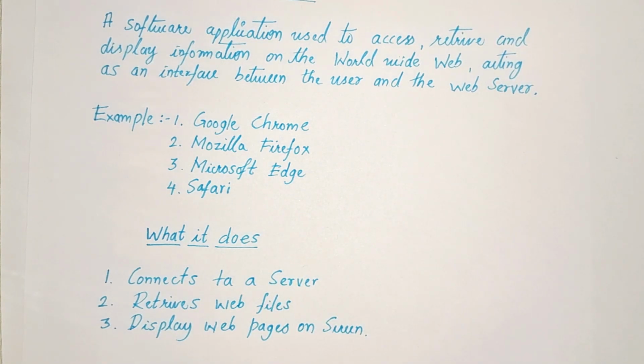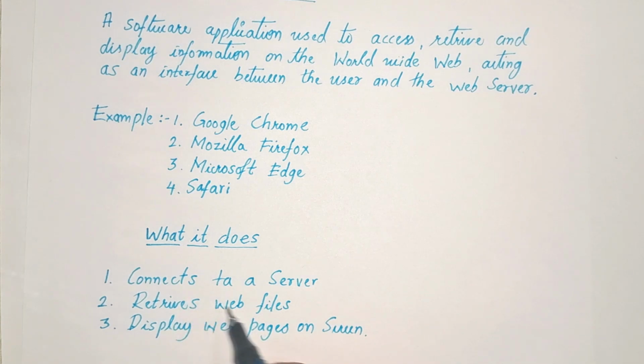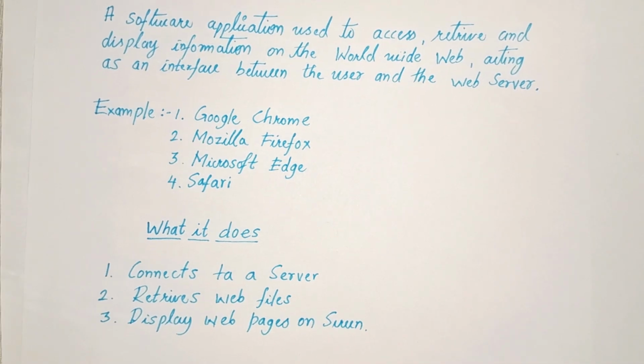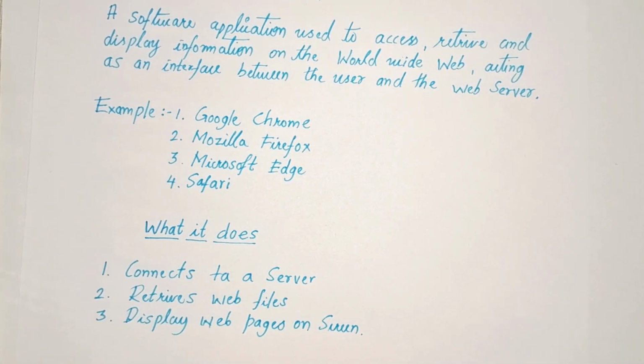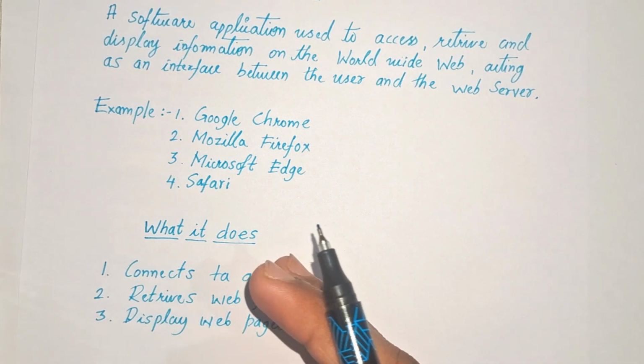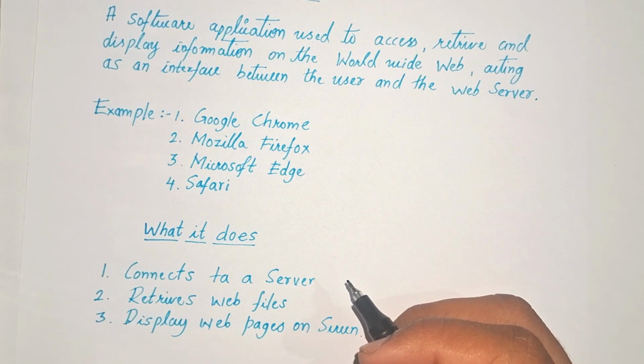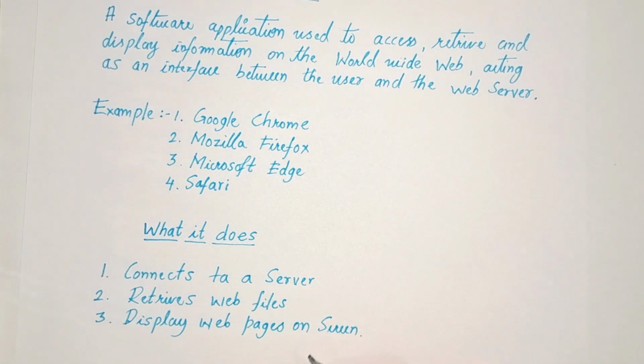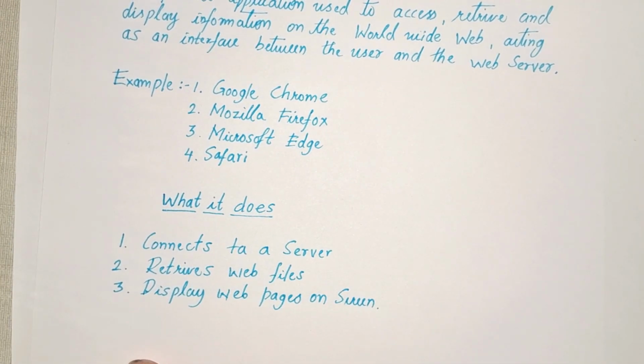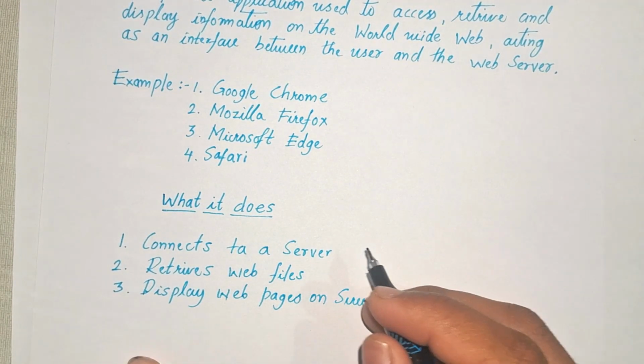Now let's see what it does. It connects to a server, retrieves web files, and displays web pages on the screen. So when we type a website address, the browser sends a request to a server. The server stores the website files. The server sends the required file back to the browser. The browser then displays the web page on our screen. For example, when you open a website, you are viewing files that are shown using the web browser.